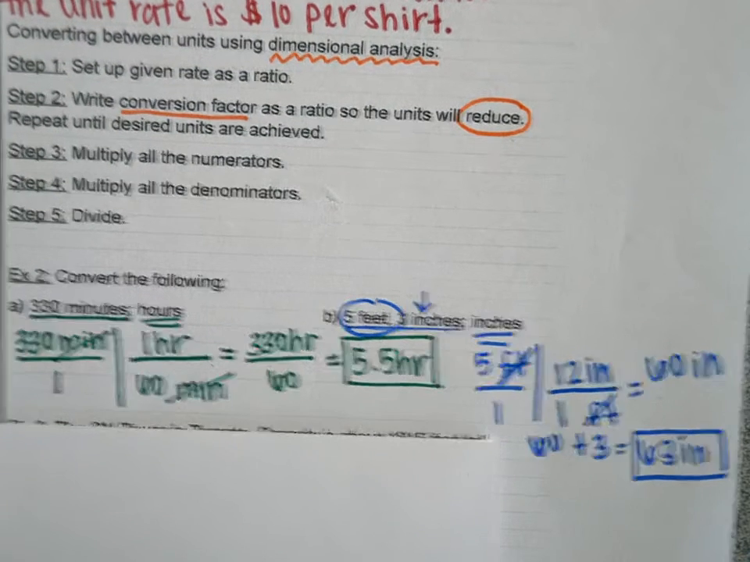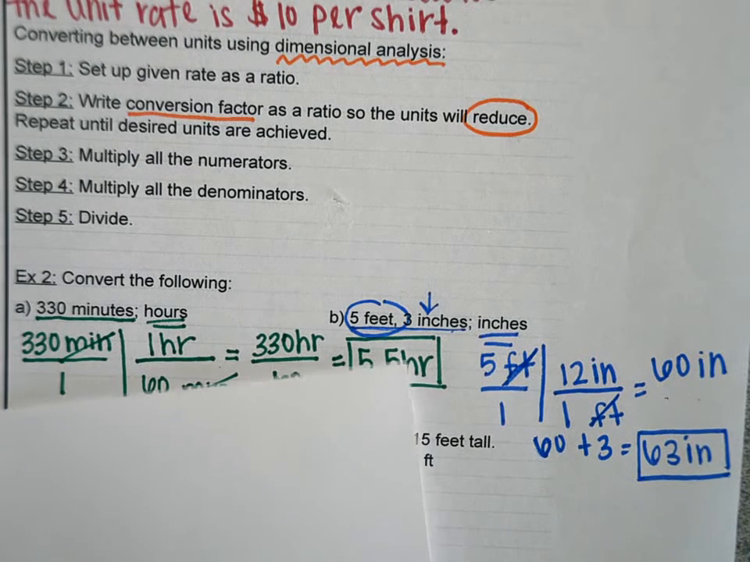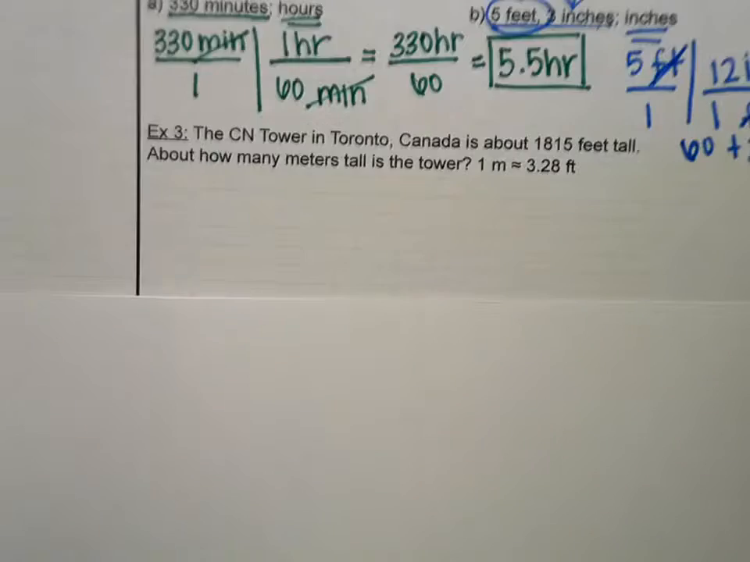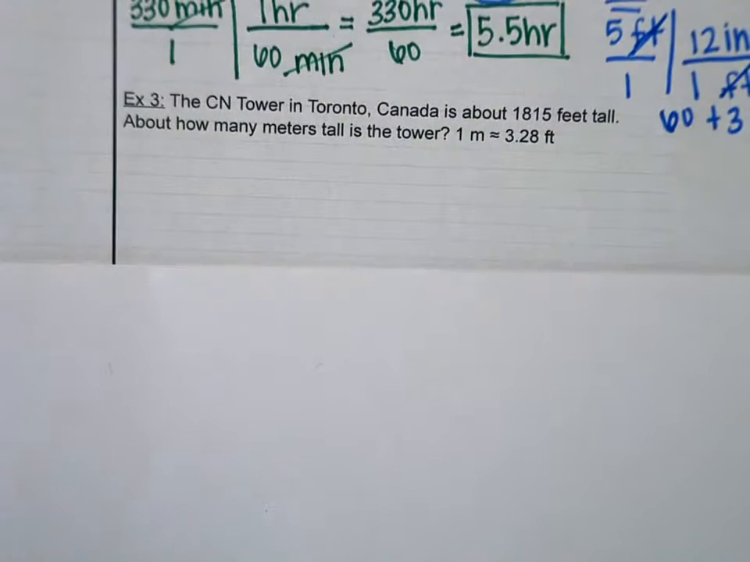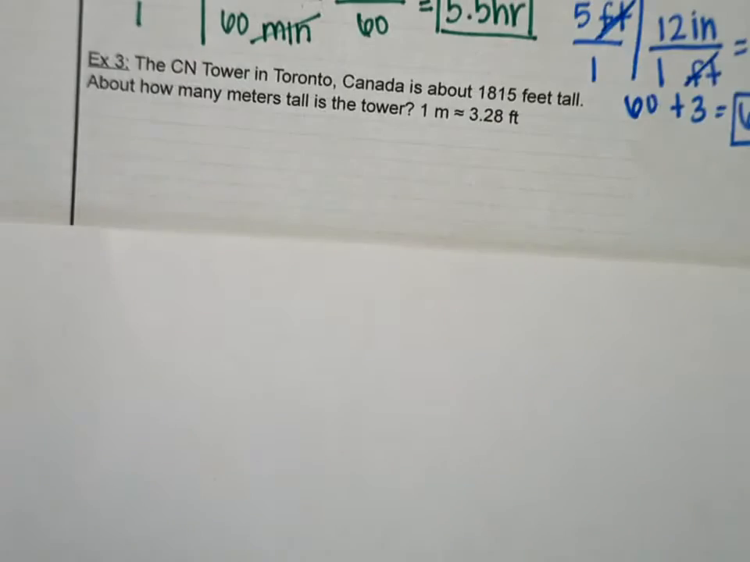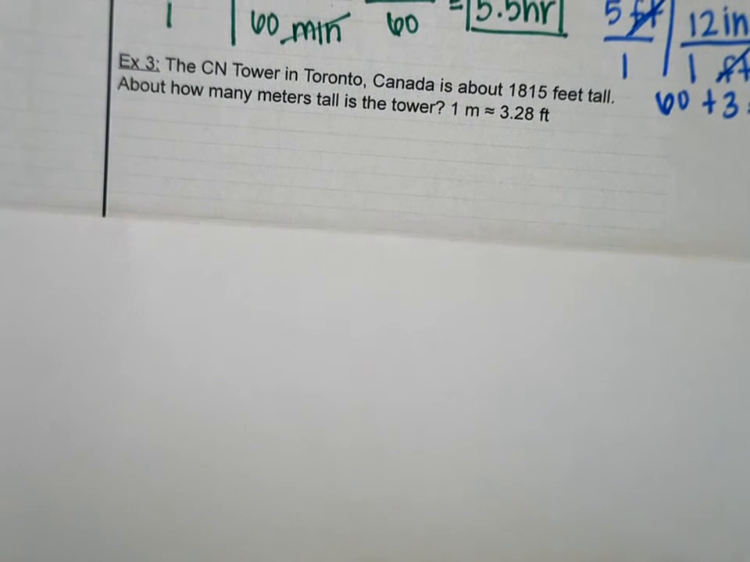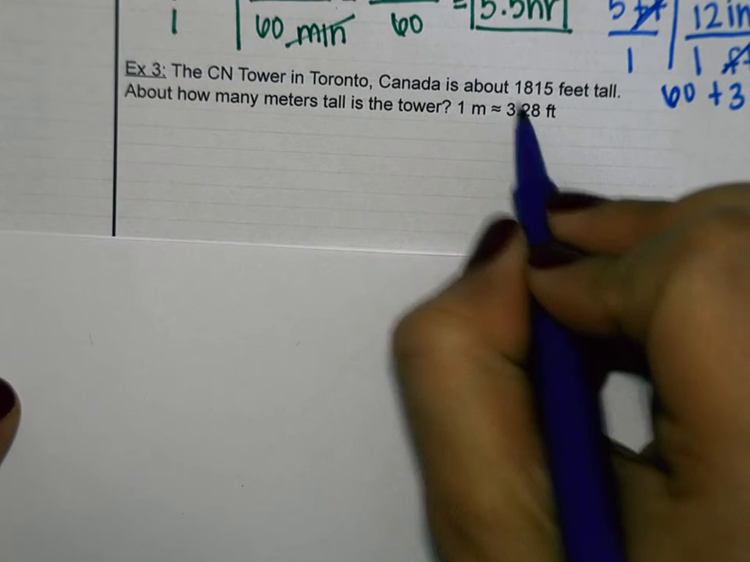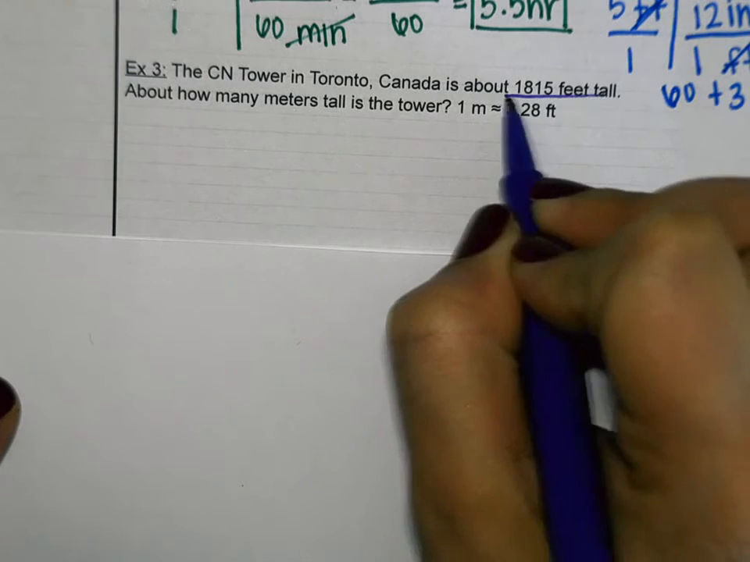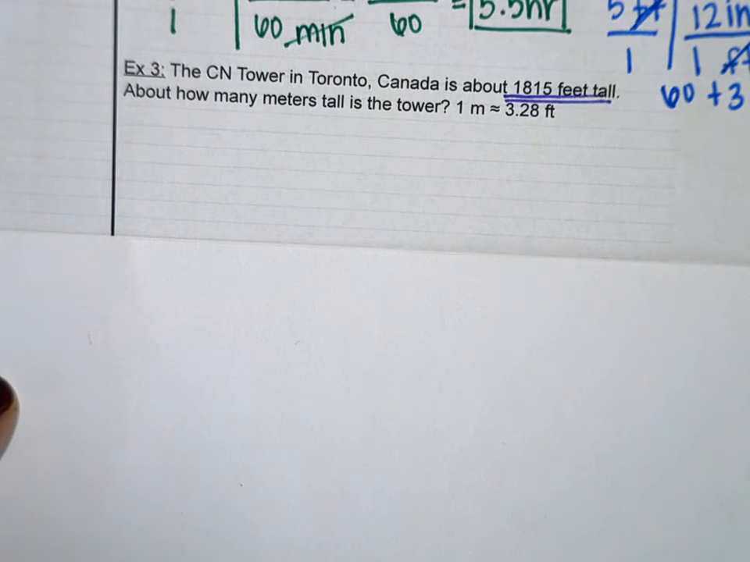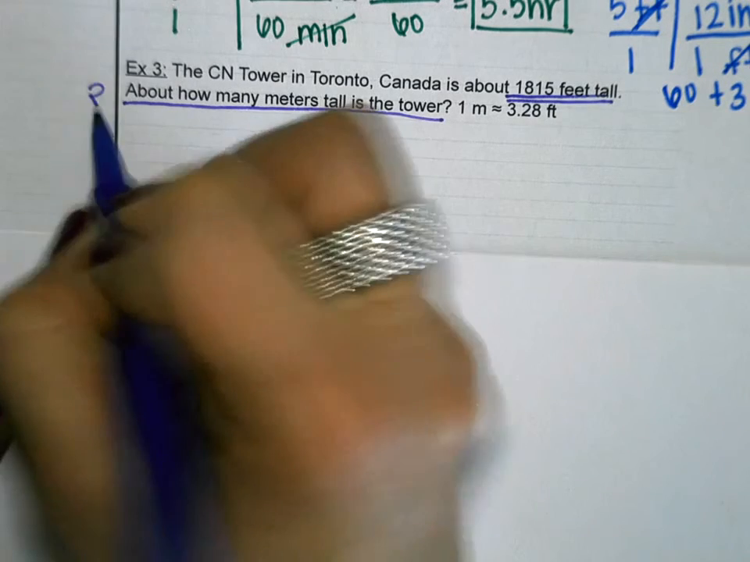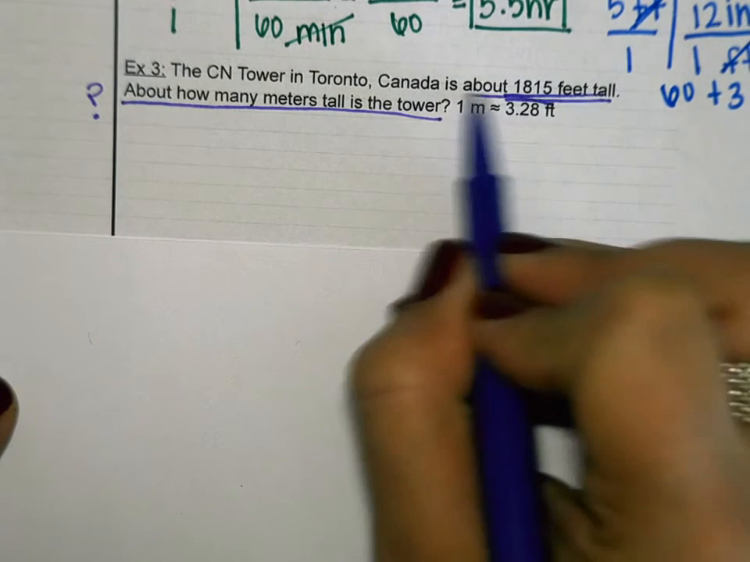Let's do an example that requires a few more steps. Example 3. The CN Tower in Toronto, Canada is about 1,815 feet tall. The question is about how many meters tall is the tower? And then they give you the conversion factor.